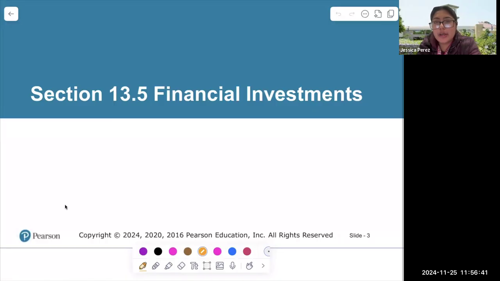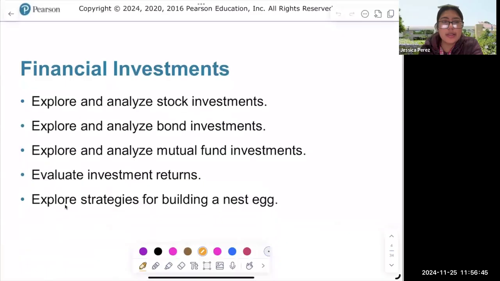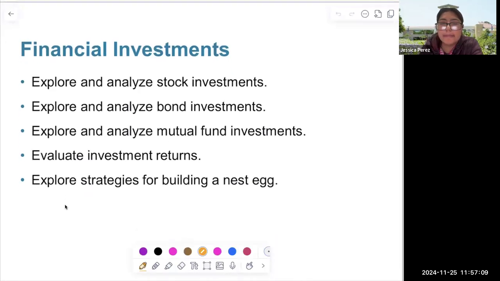In this section, we'll talk about financial investments. So what are the objectives of this lesson? We're going to explore and analyze stock investments, bond investments, mutual fund investments, returns, and building a nest egg. And what do they mean? So we wish to identify a little bit more on investments, all types of investments: stock, bond, mutual, returns, and nest egg.